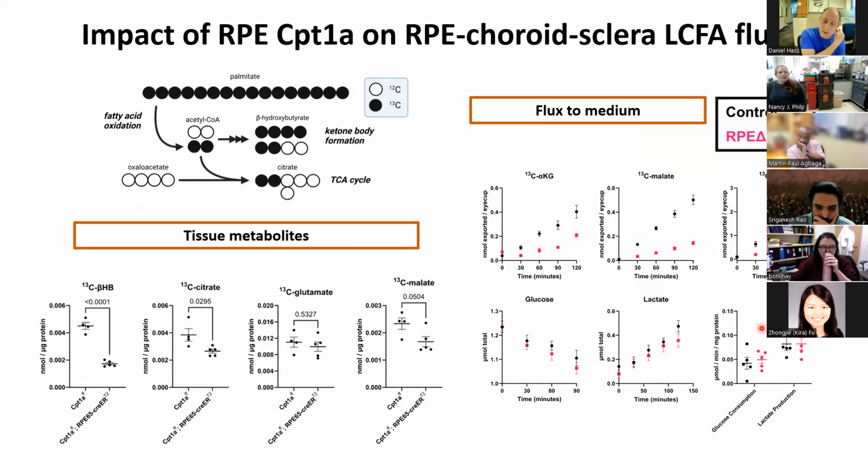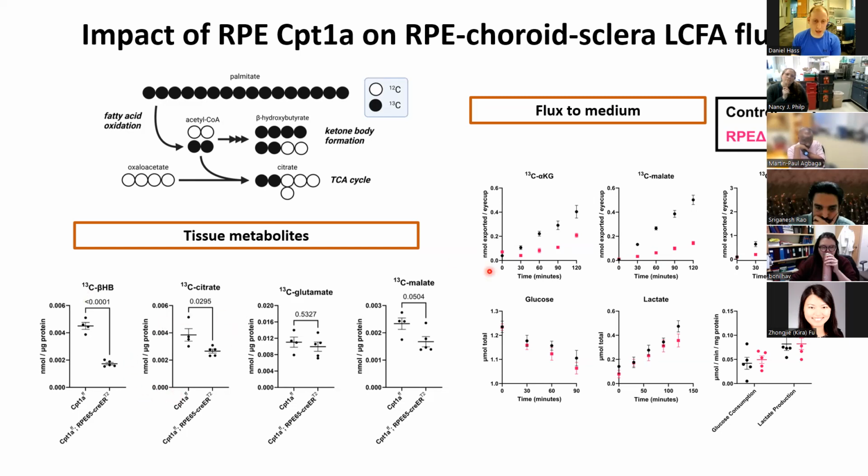And so it's the same sequence of experiments as before, essentially, where we're looking at metabolism in the RPE choroid, and we're doing it with 13C palmitate. And here you have effects that look much more substantial. So there's less beta hydroxybutyrate that's made in the tissue.